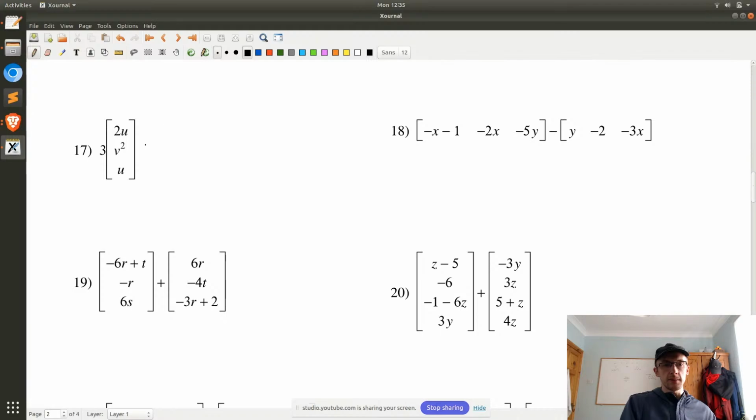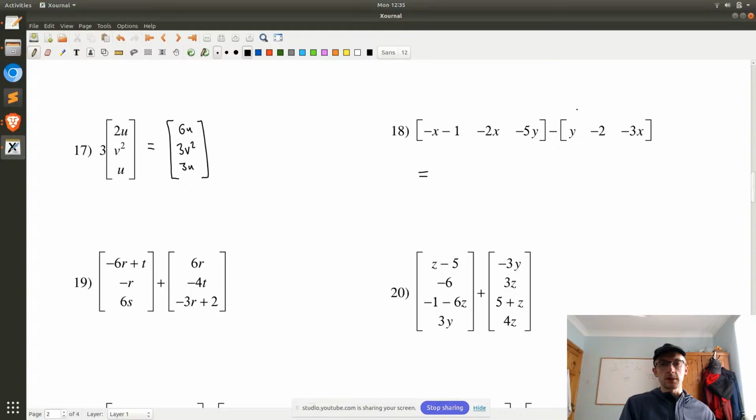Problem 17. Just multiply this column matrix, the entries of the column matrix, by 3. So 2u becomes 6u, v squared becomes 3v squared, u becomes 3u. No worries.